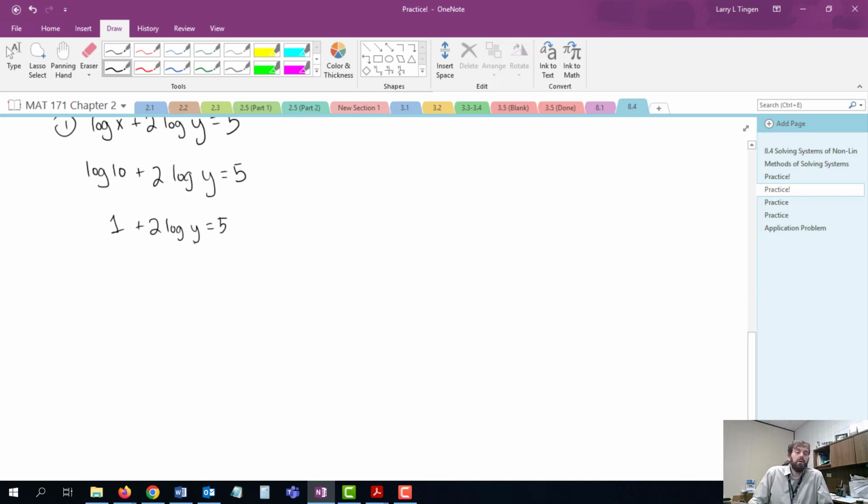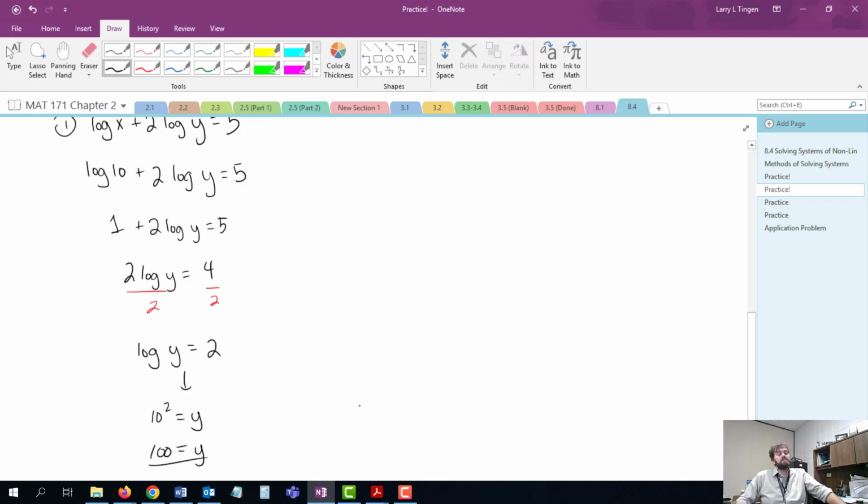And what do I have? A logarithmic equation. I get the log on a side by itself, so subtract 1 from both sides. I want the log totally by itself, so divide both sides by 2. And what have I got? Log of y is equal to 2. Rewrite that in exponential form. That means 10 raised to the second power equals y, which means y is 100.